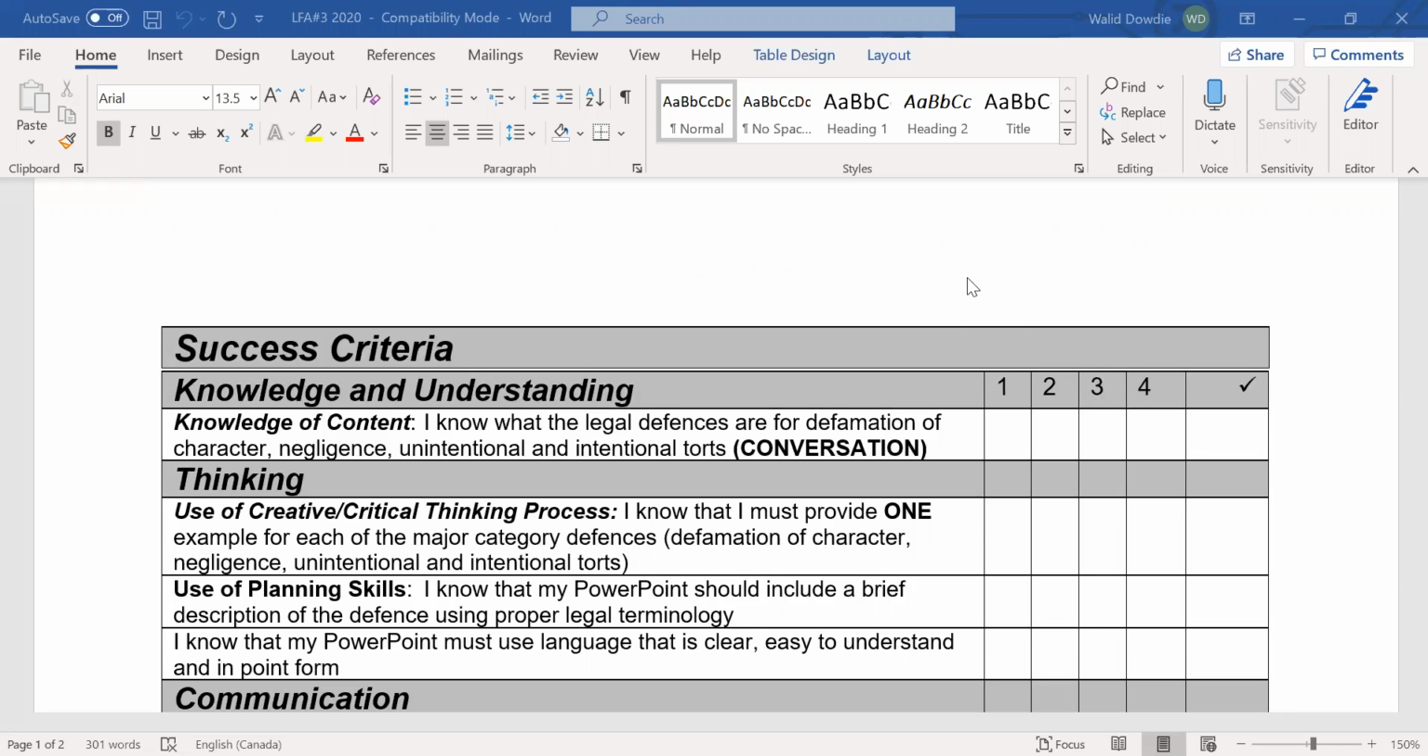Use of planning skills. I know that my PowerPoint should include a brief description of the defense using proper legal terminology. So you have to be able to tell me what the defense is and use the right terms for it. I know that my PowerPoint must use language that is clear, easy to understand, and in point form. So remember, this is a point form PowerPoint presentation. I don't want sentences, I don't want paragraphs, do bullet notes.